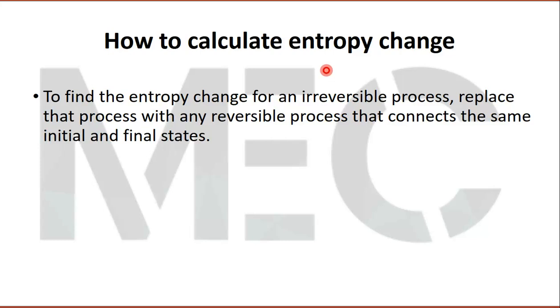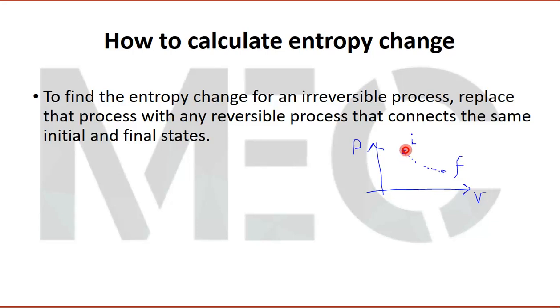How to calculate entropy change? To find the entropy change for an irreversible process, replace that process with a reversible process that connects the same initial and final states. Because, for example, consider this is a PV diagram. We want to go from this state to this state. This is the initial state, this is the final state. Assume that they lie on an isothermal curve.